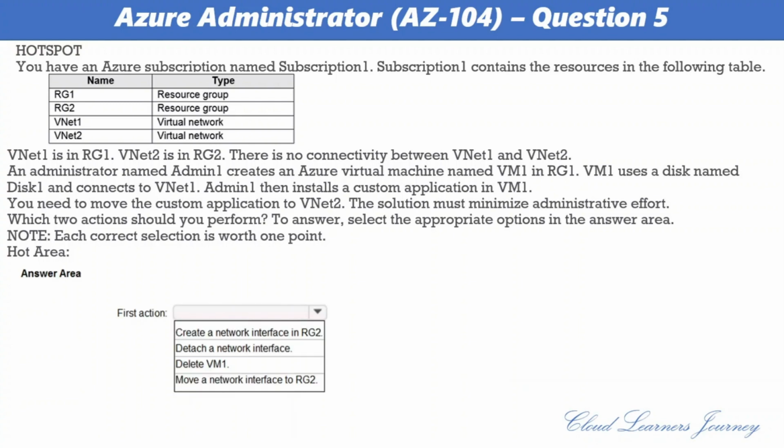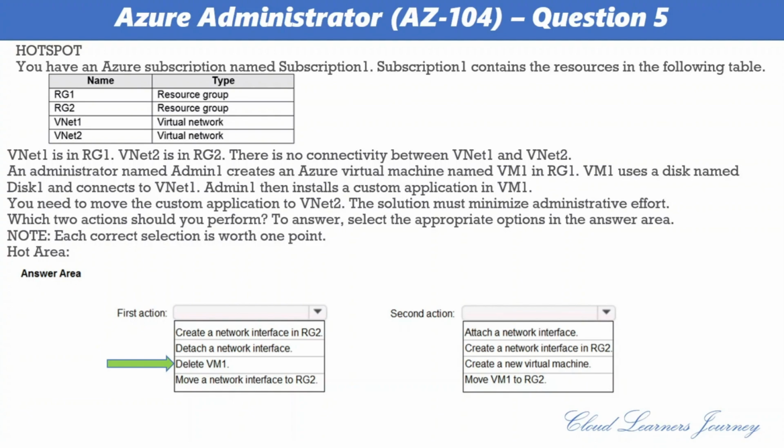And we see the answer area for the first action. Option is delete VM1. And for the second action, the option is create a new virtual machine. We cannot just move a virtual machine between networks. What we need to do is identify the disk used by the VM, delete the VM itself while retaining the disk, and recreate the VM in the target virtual network, and then attach the original disk. Please be aware that you can change the subnet the VM is connected to after it's created, but you cannot change the VNet.